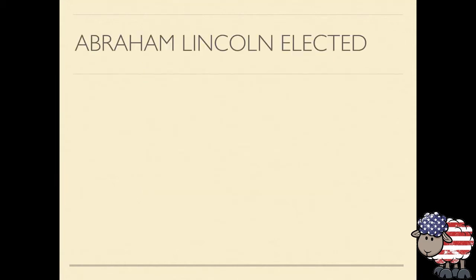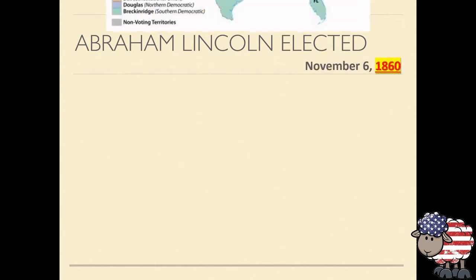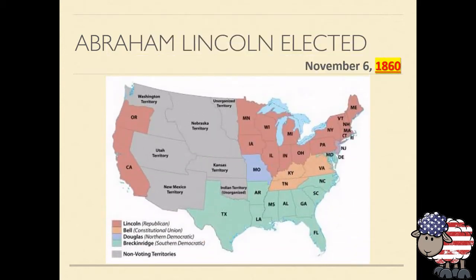In 1860, Abraham Lincoln was elected President of the United States of America, the first candidate from the Republican Party. In the election of 1860, there were 4 candidates who earned Electoral College votes: Abraham Lincoln for the Republican Party, John Bell of the Constitutional Union, which earned Electoral College votes in the border states, Stephen Douglas, the Northern Democratic candidate who earned Electoral College votes for Missouri, and John Breckinridge, the Southern Democrat. Abraham Lincoln did not appear on many of the ballots in the South.